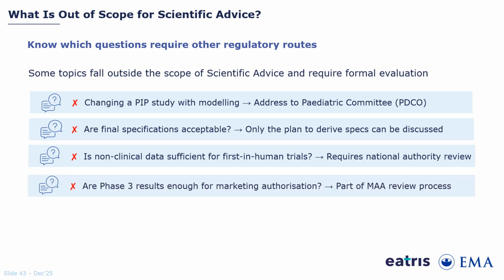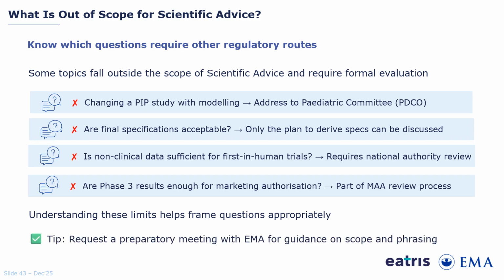Phase 3 results and marketing authorization. Questions on how far existing results of a Phase 3 trial are sufficient to support a marketing authorization are outside the scope of scientific advice and belong to the marketing authorization application process. Understanding these limitations ensures that your questions are well targeted and appropriately framed for regulatory consideration in the scientific advice procedure. As mentioned earlier, a preparatory meeting with EMA scientific staff can be requested to receive input and guidance on scope and phrasing of questions and positions for further refinement.